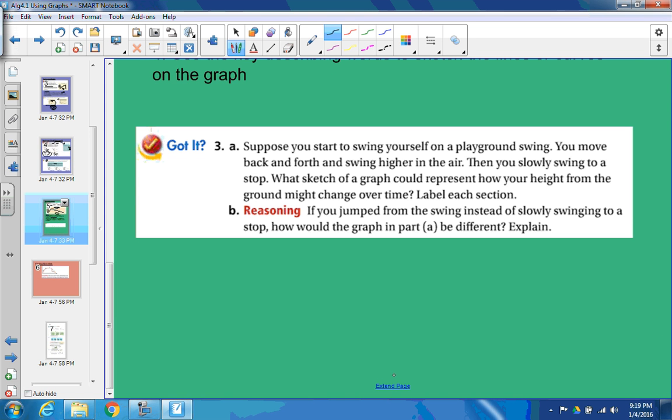Number 3, it says, suppose you started to swing yourself on a playground swing. You move back and forth and swing higher in the air. Then you slowly swing to a stop. What sketch of a graph could represent how your height from the ground might change over time? So it looks like we're having time and height again. So I'm going to make a graph here. We'll do time over here, and we'll do height over here. And my label, I think I'm just going to say swinging height.